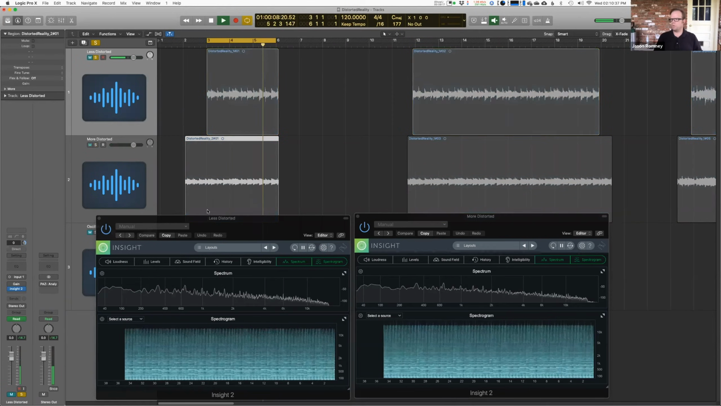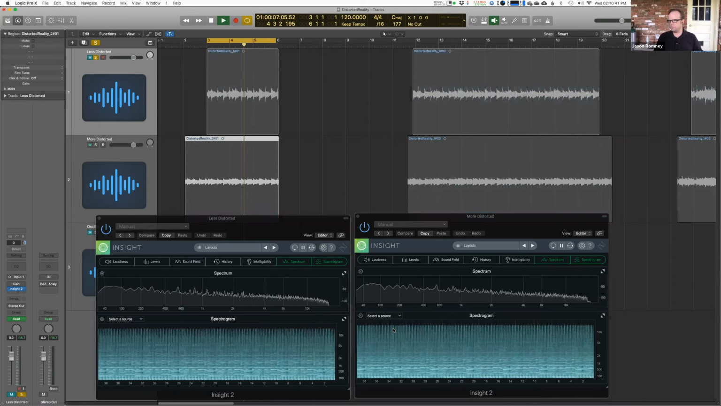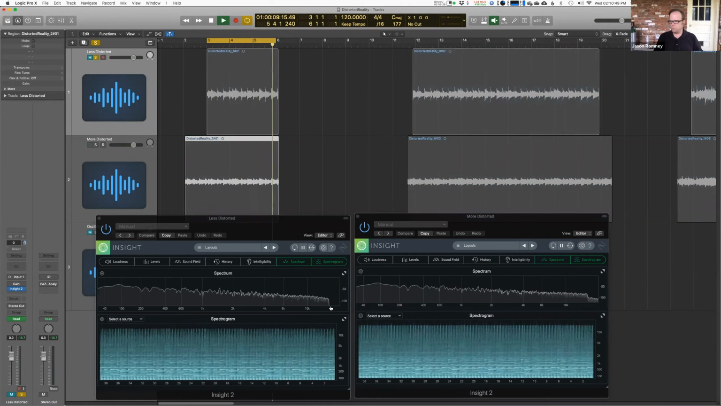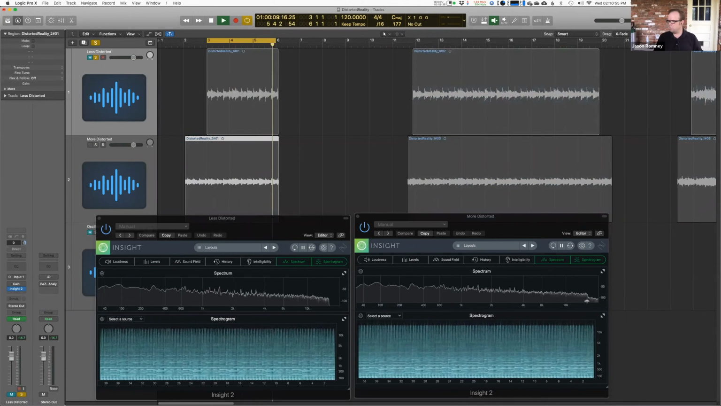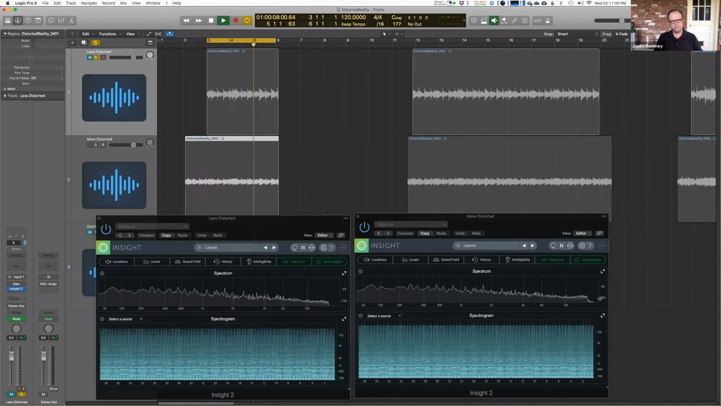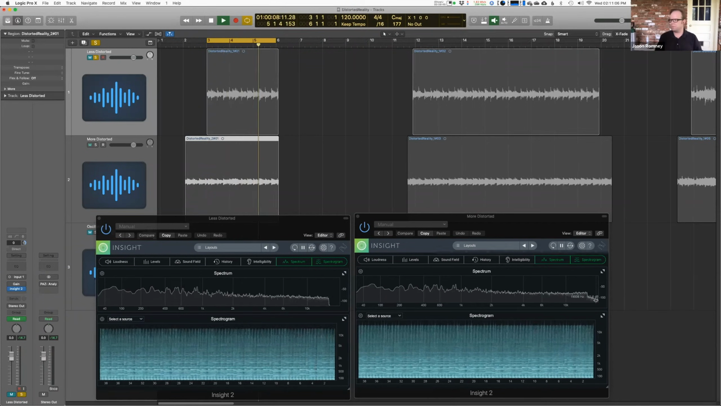All right. So the thing to notice here is, the biggest difference I can see is, you see how on this less distorted one there's this gap in the spectrum view where there's nothing going on above 16 kilohertz? And then over here in the more distorted one, I have stuff happening above 16 kilohertz. That's a classic sign of some distortion because we're creating those high frequency harmonics.